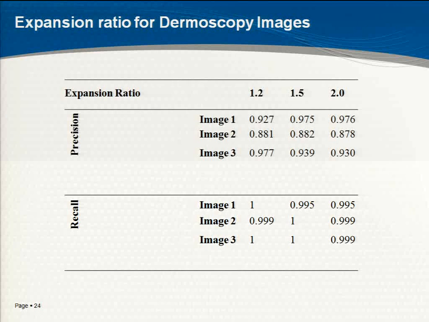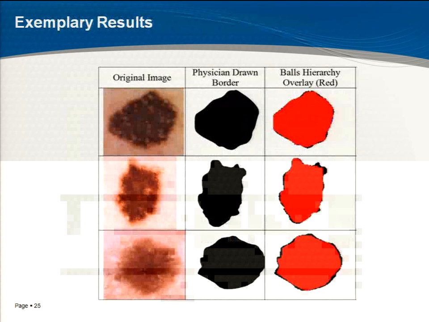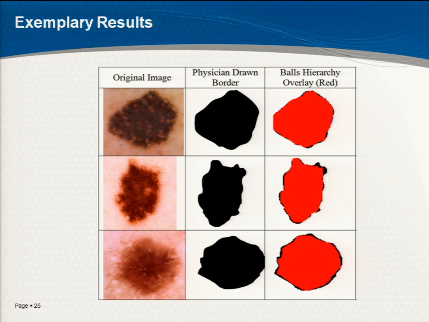For dermoscopy images, as I said, the most important thing is the ratio. So we try to find the most efficient expansion for sample images. We found 1.2 is the most efficient. Here are some results: the original image, the physician's manual image, and the overlay image in red, drawn by Bolsky. As you can see, it's pretty close.